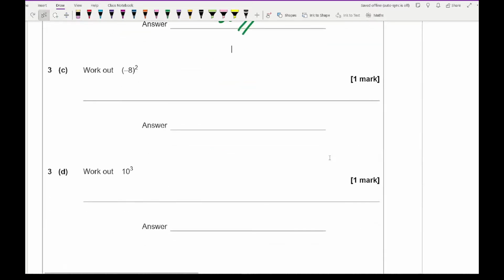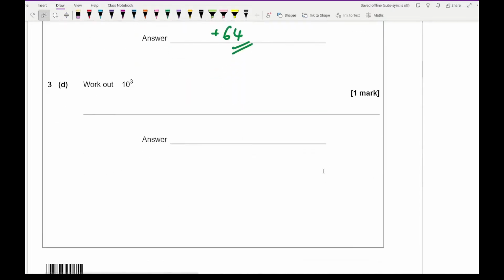For 3C, it's minus 8 squared. So that's minus 8 multiplied by minus 8. 8 times 8 is 64. 2 negatives make a positive, so it's positive 64. Then for 3D, it's 10 cubed, which is 10 times 10 times 10, or 10 times 10 is 100, and 10 hundreds is 1000.